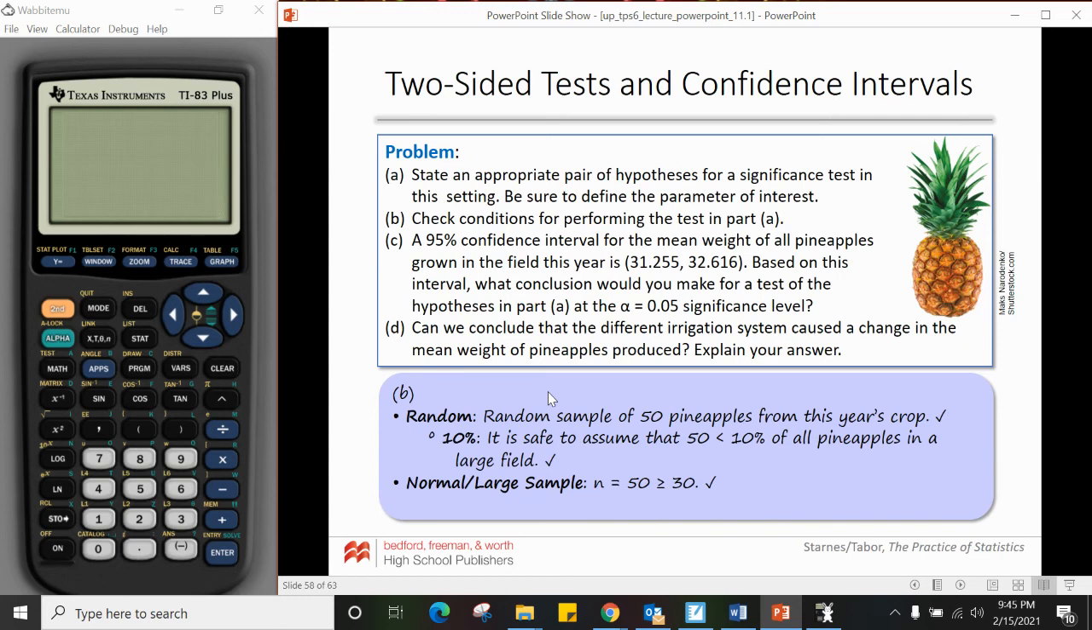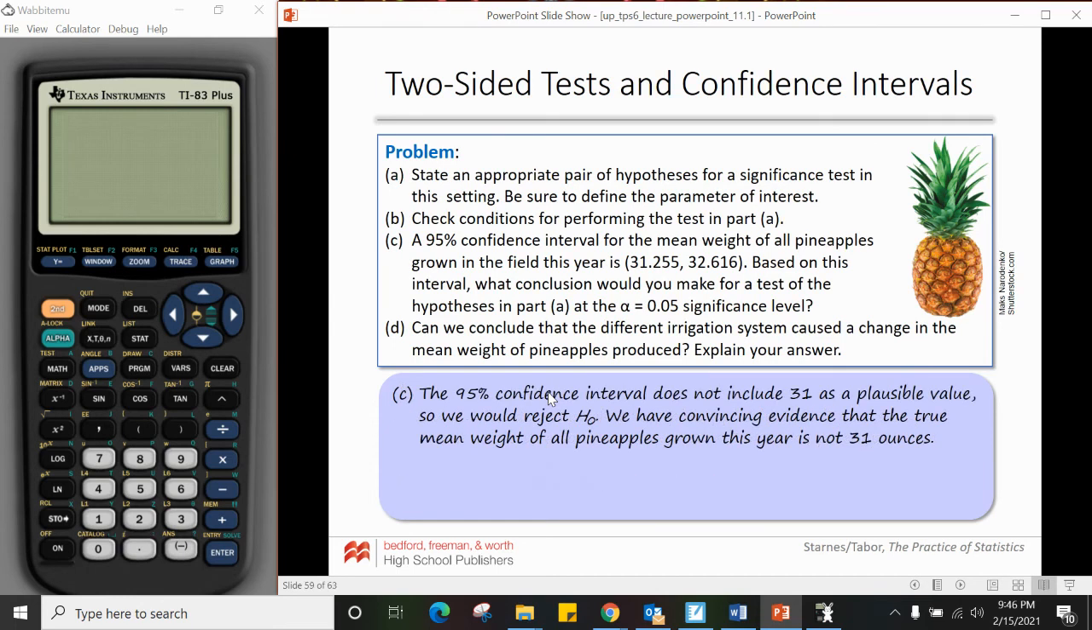Part B: check conditions for performing the test in Part A. The three conditions: random, 10%, normal or large sample. So, random sample of 50 pineapples from this year's crop. Good there. 10% condition: it's safe to assume that 50 is less than 10% of all pineapples in a large field. Normal or large sample: n is equal to 50, which is greater than 30. So we've passed the central limit theorem, and we're good on that case.